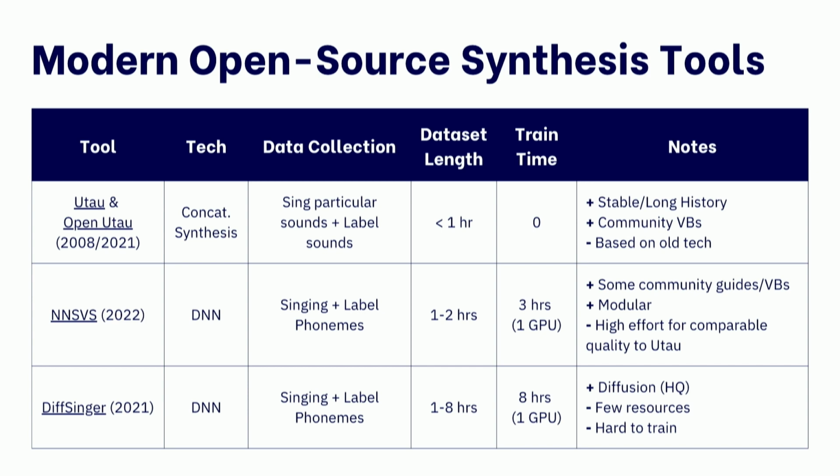The other system I'll mention is DiffSinger. This one uses diffusion, which is a newer deep neural network approach to doing generation. And this one is great, but it does require usually more data to get good quality and a longer training time. And it tends to be a little bit harder to train, and it can be more unstable. And unlike NNSVS, there are fewer resources, fewer guides and tutorials about how to use this particular tool.